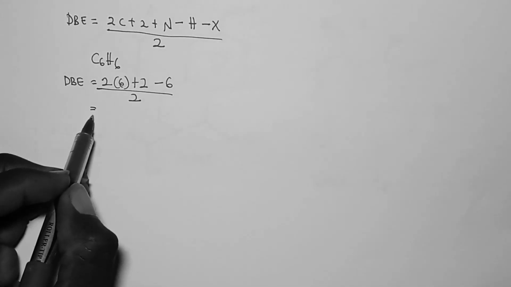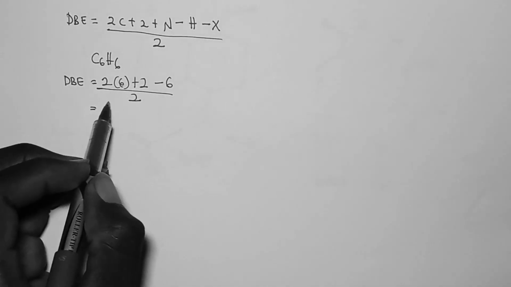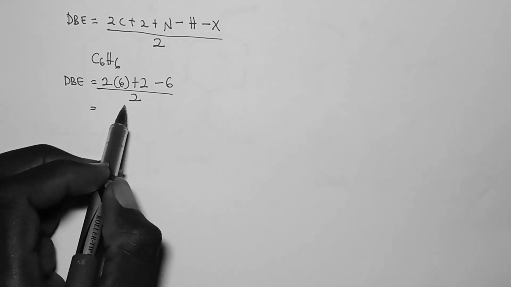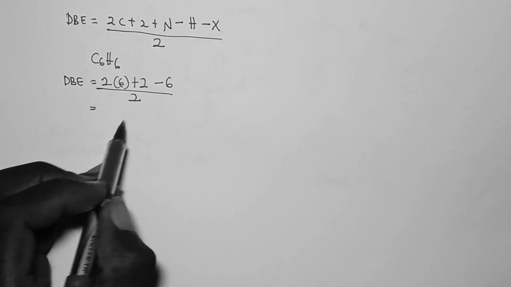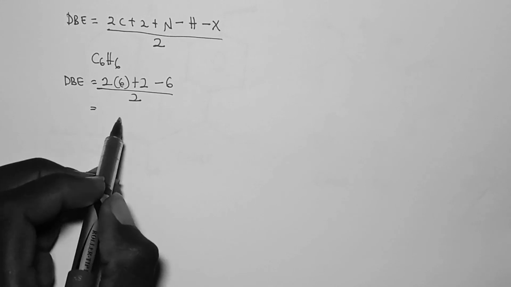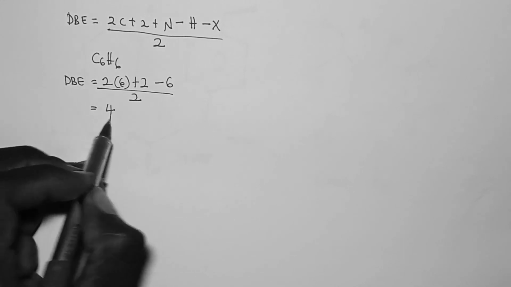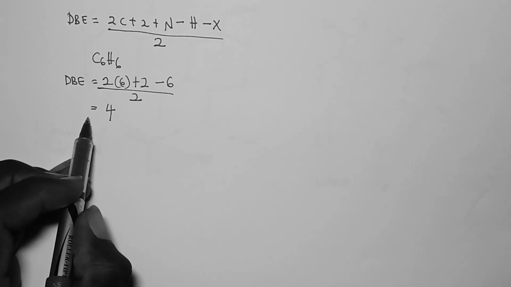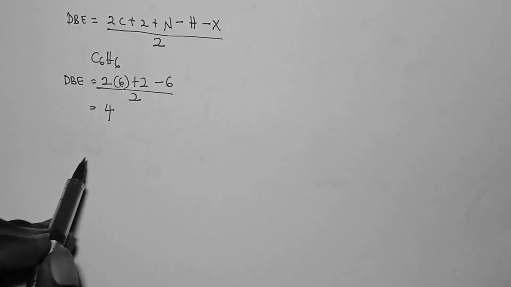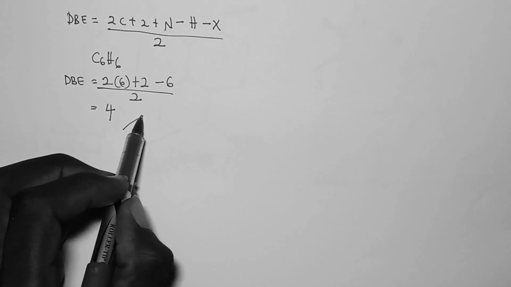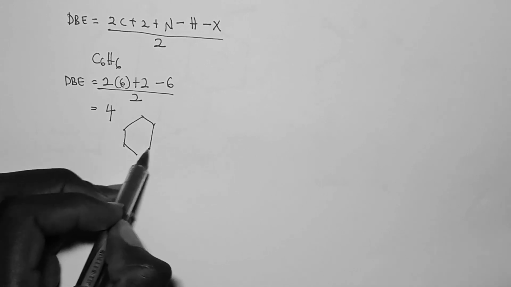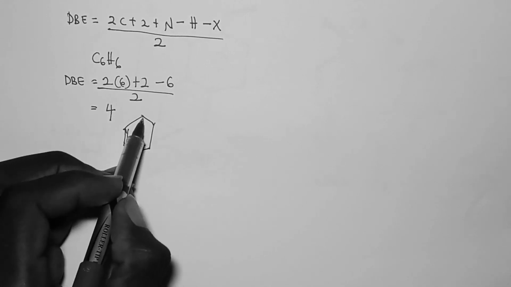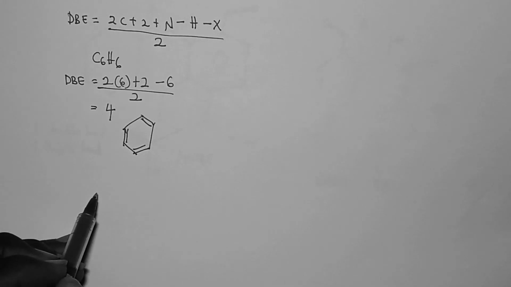So this is equal to 2 times 6 is 12. 12 plus 2 is 14. 14 minus 6 is 8. 8 divided by 2 is 4. And therefore C6H6 has 4 double bond equivalents. But what is C6H6? It is benzene. And remember that we've already established that benzene has a double bond equivalence of 4.